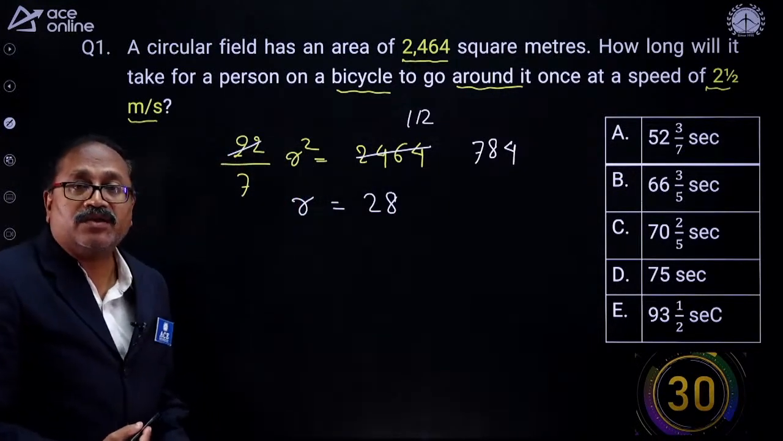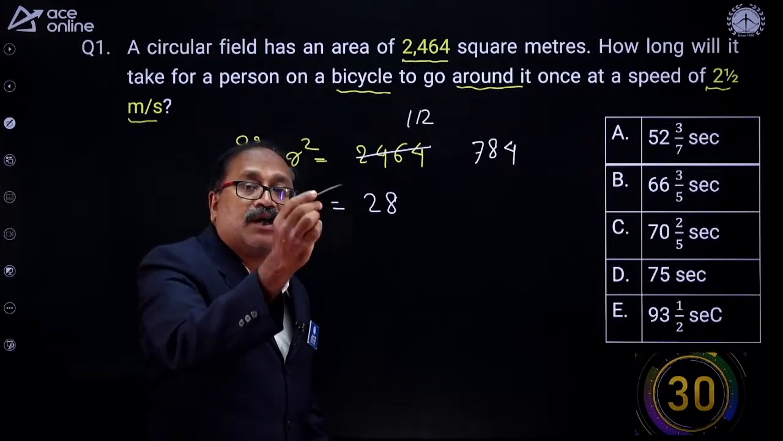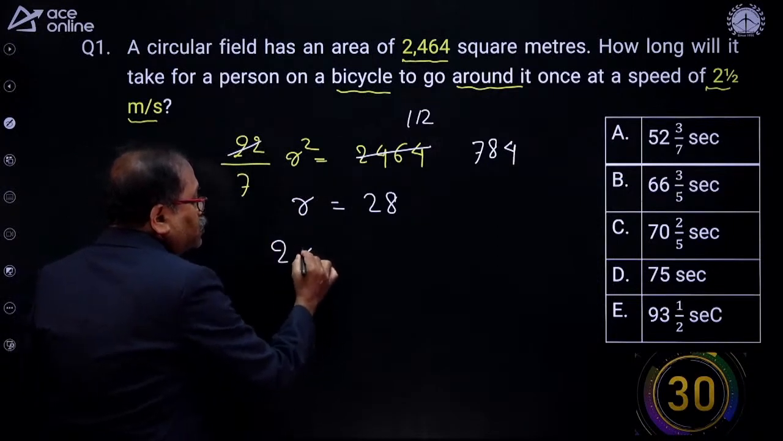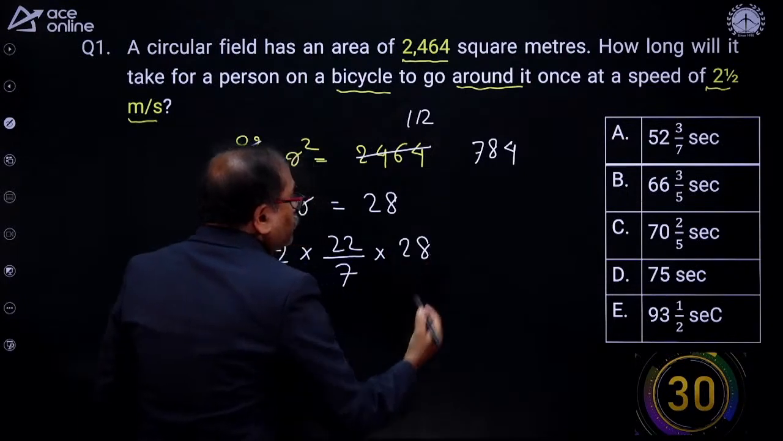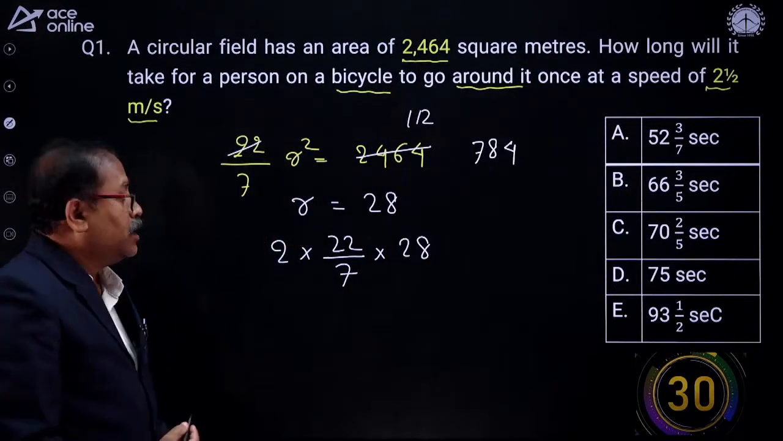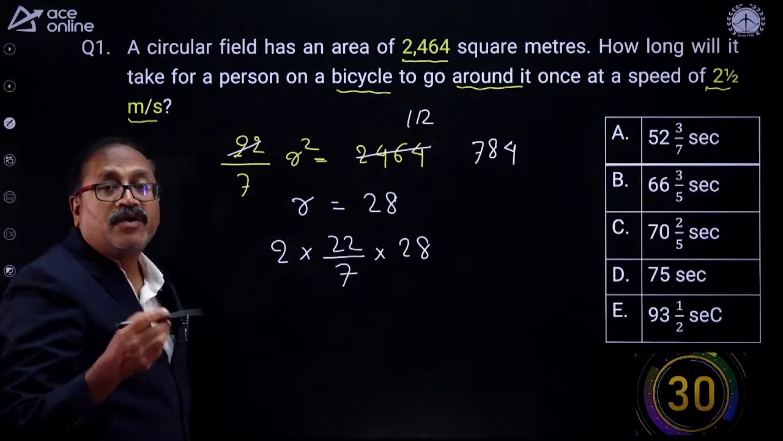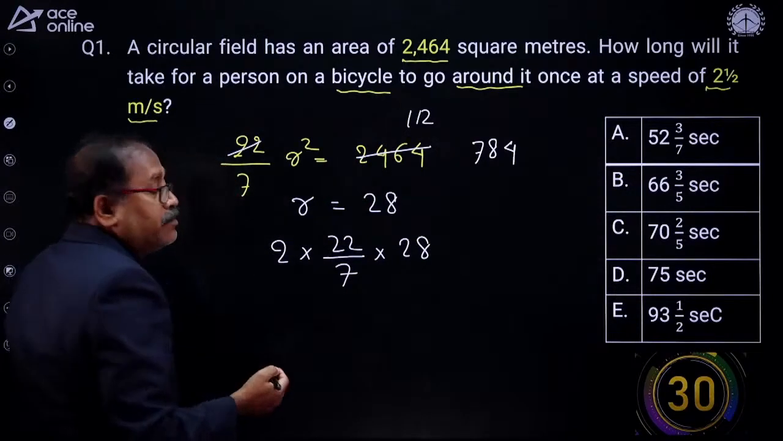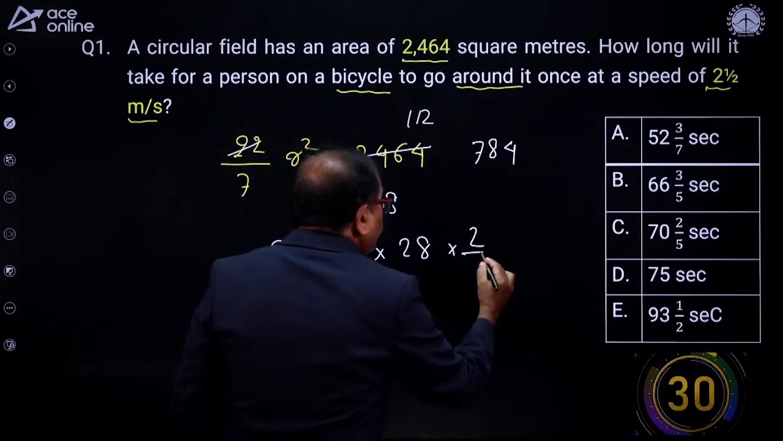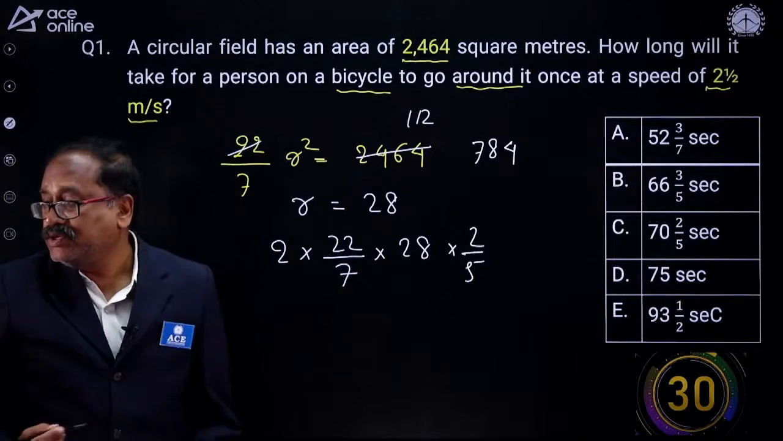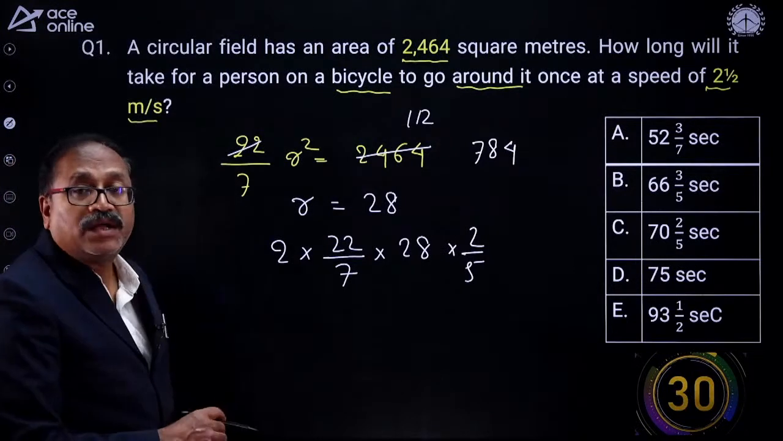And once I get the r value, then I need to find out the perimeter, and the perimeter is 2 pi r. So let's write that down. That is 2 into 22 by 7 into r, that is 28. This is the distance, and this distance has to be covered with a speed of 2.5 meters per second. That means divided by 5 by 2, in other words multiplied by 2 by 5. Yes, now I am sure you will know how to get the answer here.